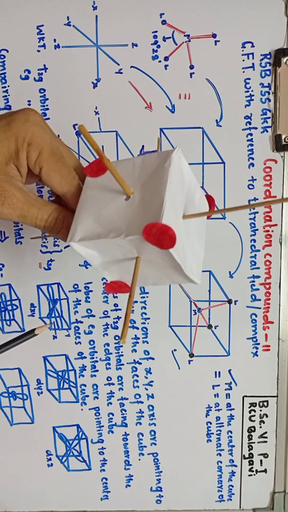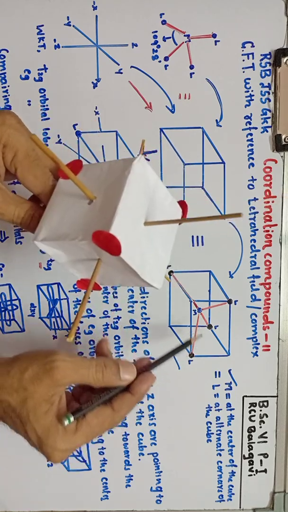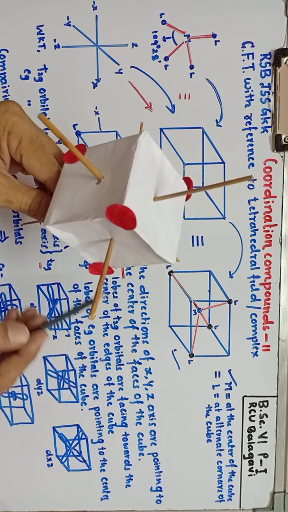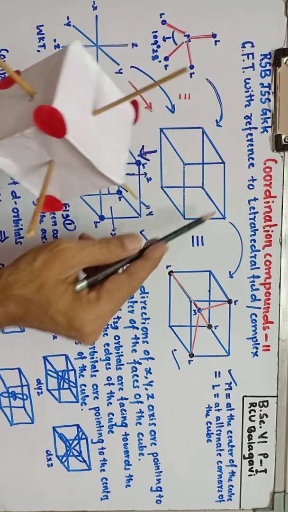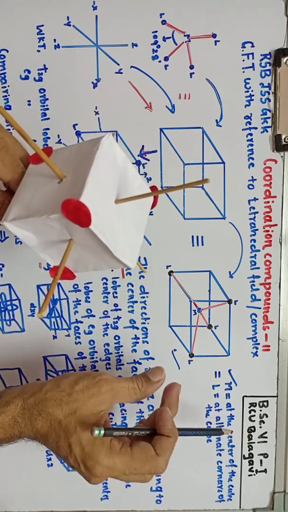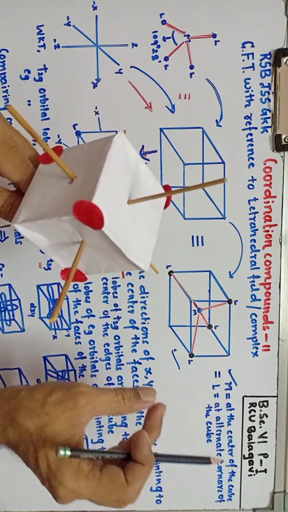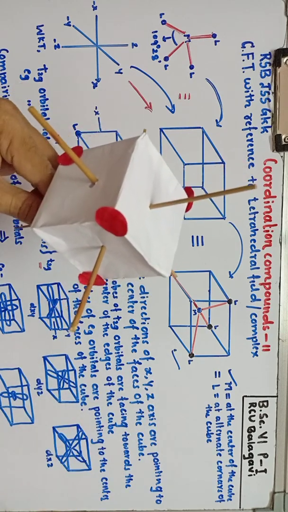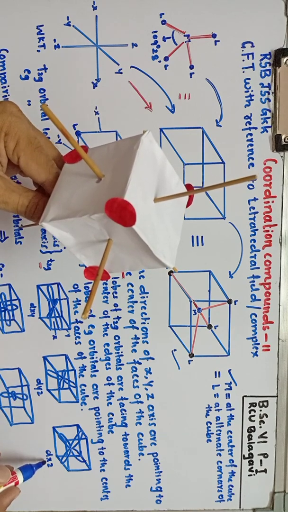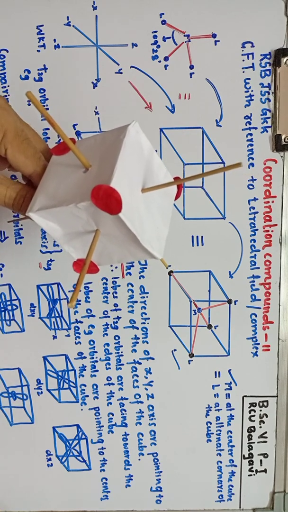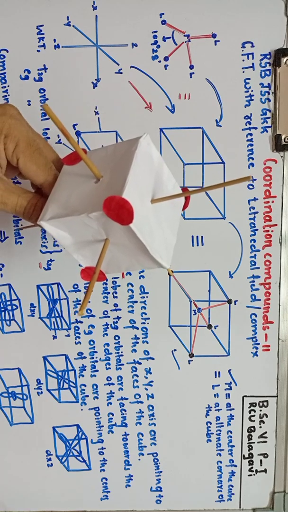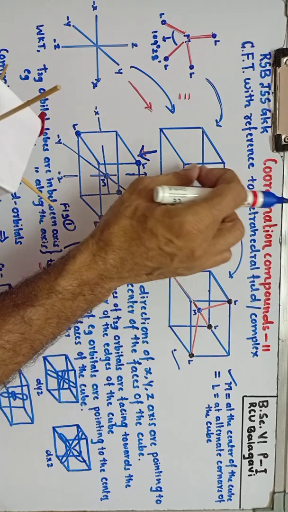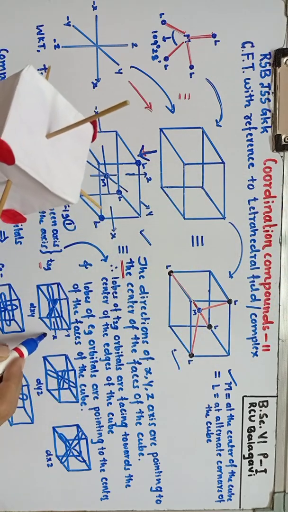Now, in order to know the position of each lobe of the d orbitals, it is necessary to compare each d orbital with respect to the simple cube. So I will take, for example, the t2g orbitals. The dxy, dyz and dxz orbitals are the t2g orbitals, whereas dx square minus y square and dz square are the eg orbitals. Now if I take the dxy orbital and insert it in this cube, how does it look? It looks like this one.